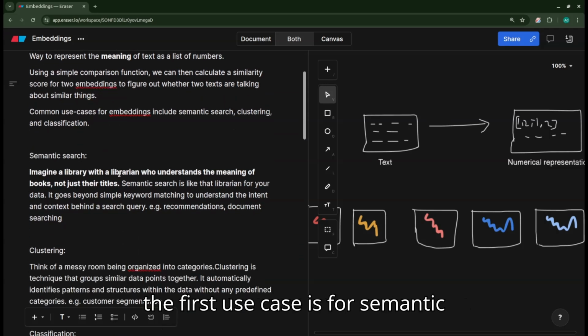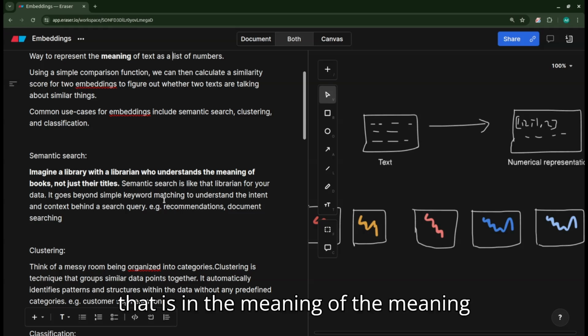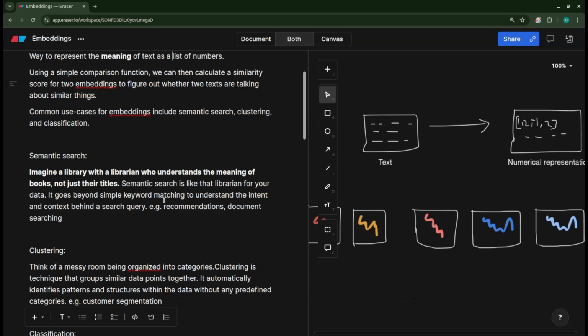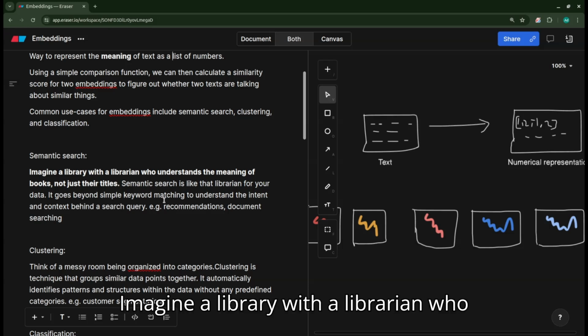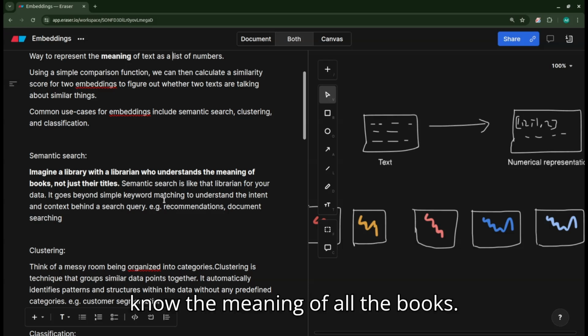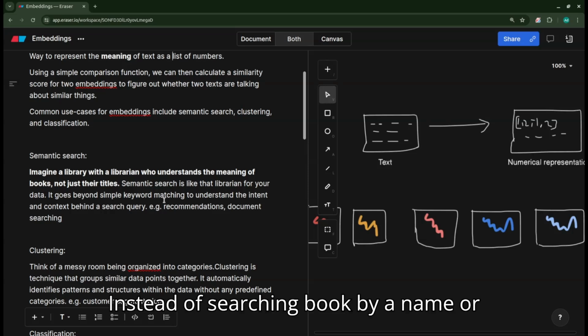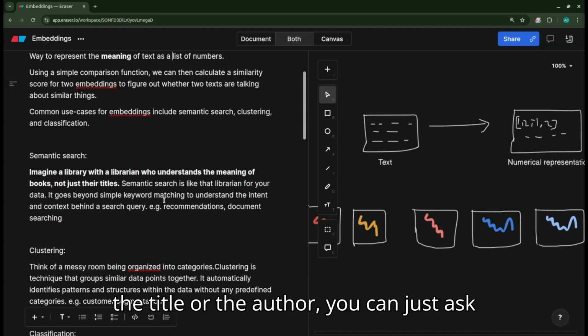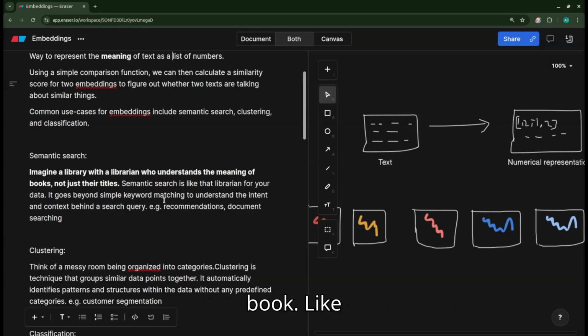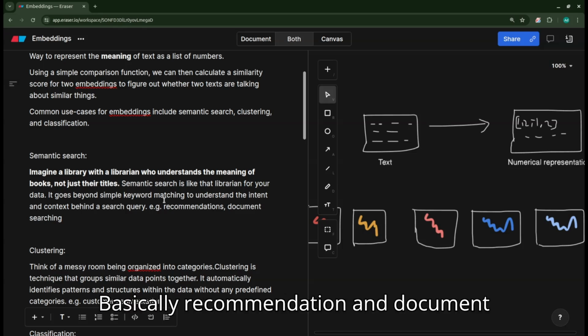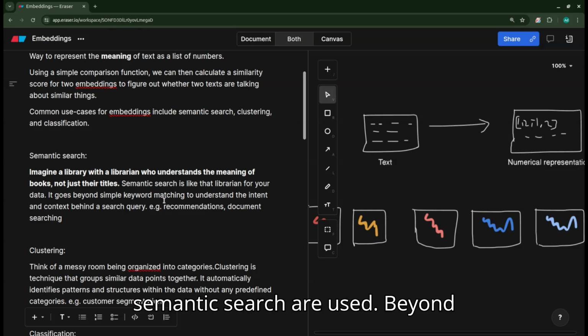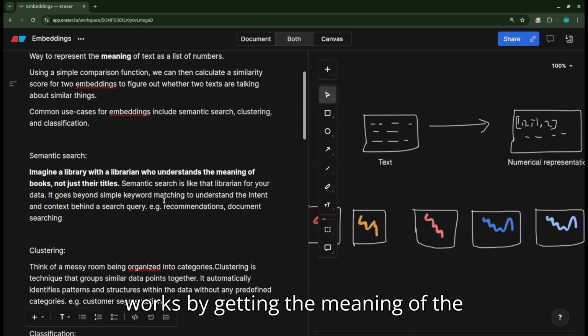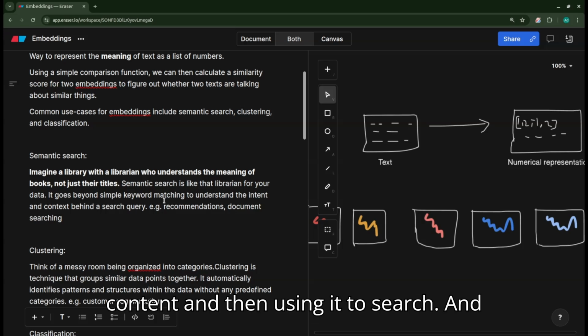The first use case is semantic search. Semantic search is the search based on the meaning or the context of things. Imagine a library with a librarian who knows the meaning of all the books. Instead of searching for a book by its name, title or author, you can just ask the librarian to give you this kind of book. Recommendation and document searching use semantic search. It works by getting the meaning of the content and then using it to search.